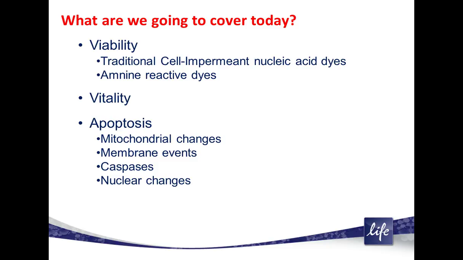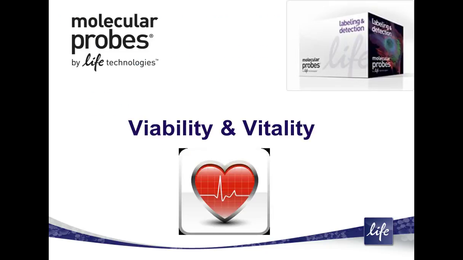So today's webinar will provide an overview of cell health assays that include viability, vitality, and apoptosis. First, we'll talk about how to identify dead cells. These reagents include the traditional cell impermeant DNA binding dyes and the newer fixable dyes. We'll briefly focus on cell vitality and finally talk about apoptosis, often called programmed cell death. We'll discuss a number of reagents that can be used to investigate individual aspects of apoptosis or used in combinations to provide a more complete analysis of the apoptotic process.